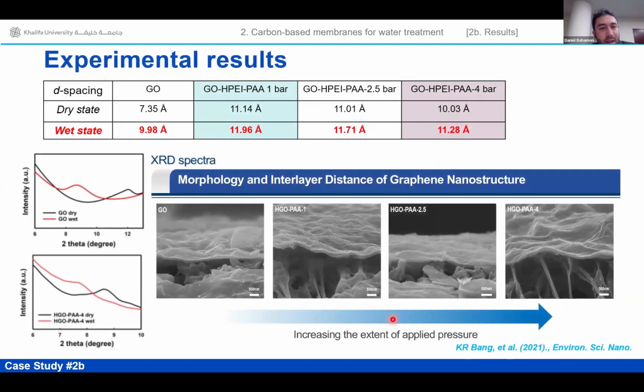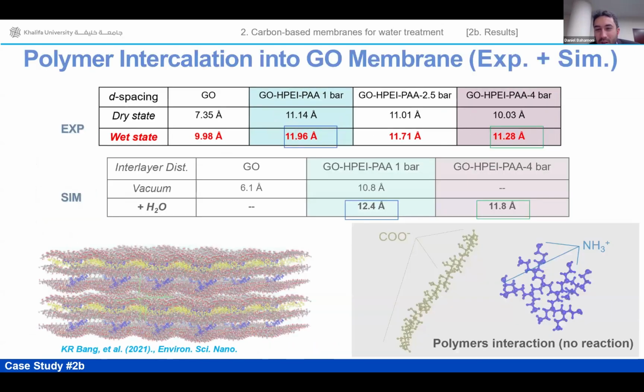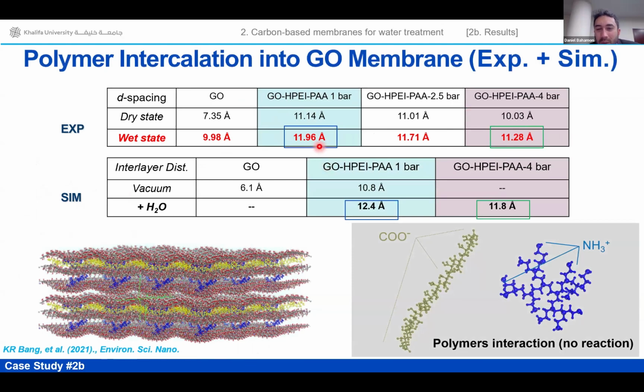On the experimental side, they got basically these results: as you introduce these polymers, you are increasing the interlayer spacing from, let's say, 10 to 12. But by applying this pressure, you might reduce this distance. So we did the same with our simulations, and we found a very good agreement. As you might see, if we compare the blue boxes and the green boxes, the simulations are quite consistent with what was found experimentally.